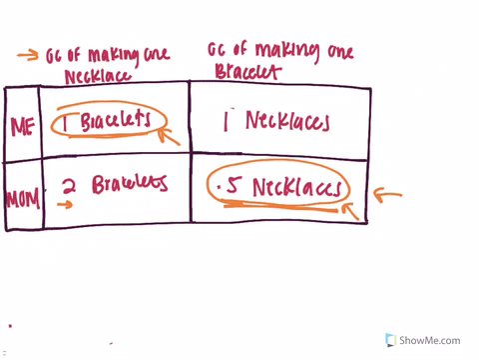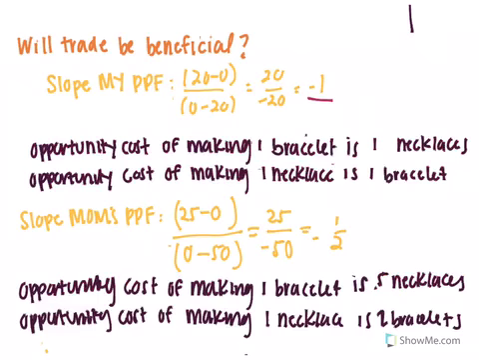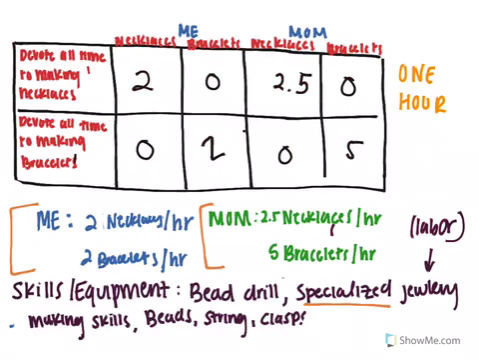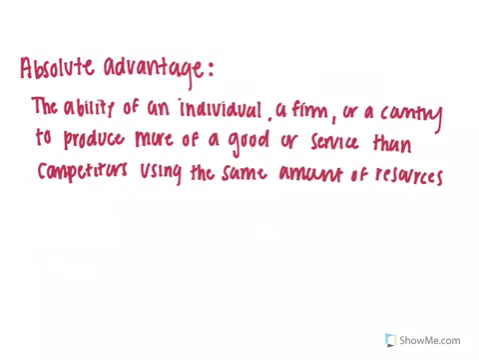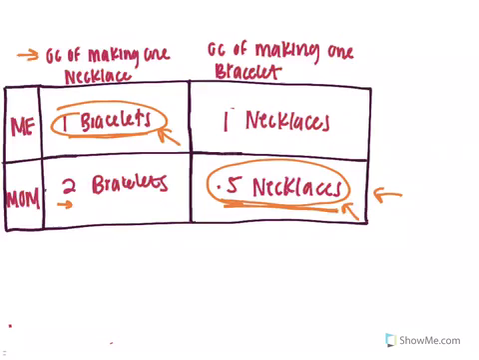So going back to this example, it makes much more sense for me to make necklaces because I have a lower opportunity cost. It makes much sense for my mother to make bracelets because she has a lower opportunity cost. Now what's interesting to note here is that even though my mother had an absolute advantage in making both necklaces and bracelets, look right here, she has absolute advantage in necklaces and bracelets, she did not have a competitive advantage in both necklaces and bracelets.